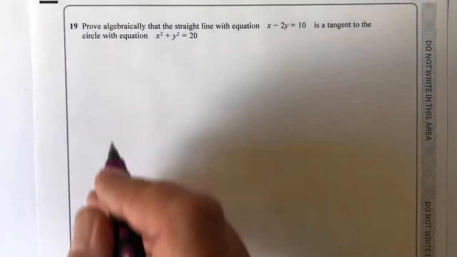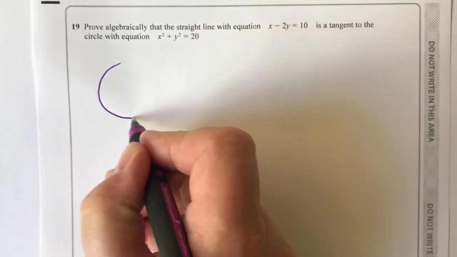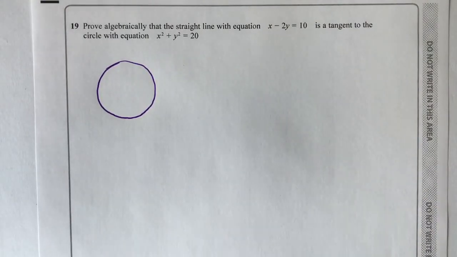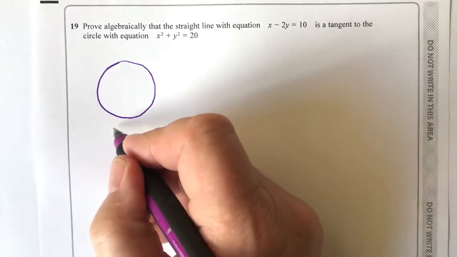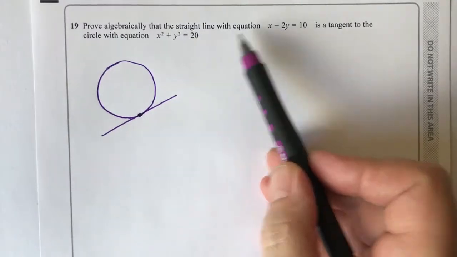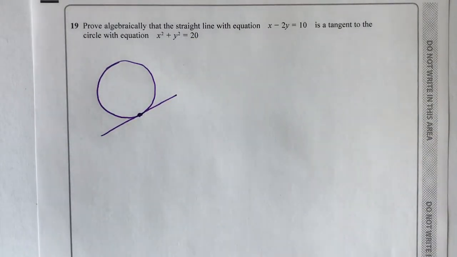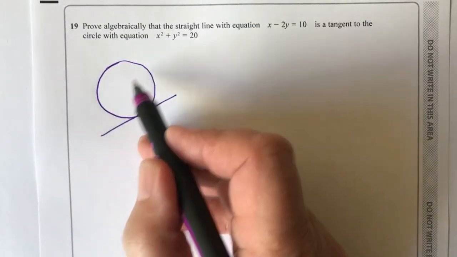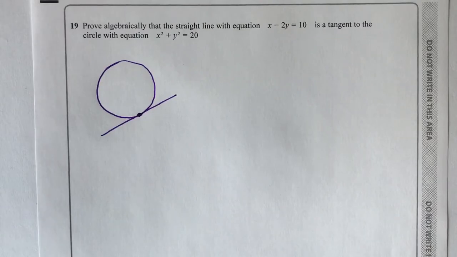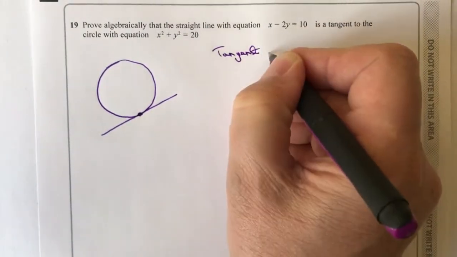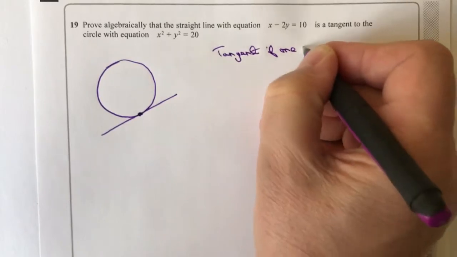If I drew that, I'm not going to draw a fantastically elaborate drawing, but I've got a circle, and then what we're saying is we've got a tangent to that circle. The only way it's going to be a tangent is if this has one solution for x and one solution for y. If it was crossing through, then it would have two solutions. But it must be a tangent if it's got one solution. So I would put that somewhere on your text: tangent if one solution.